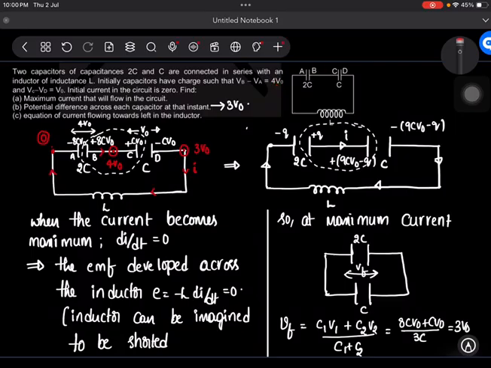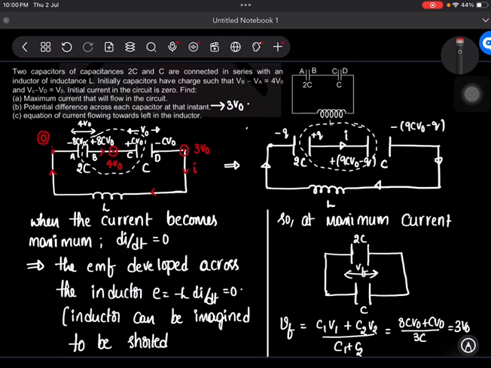So B is at high potential here, and VC minus VD is V0. C is at high potential here. So you can assume positive plates of the two capacitors are connected here. The question asks: the initial current in the circuit is 0. Find the maximum current that will flow in the circuit, the potential difference across each capacitor at that instant, and the equation of the current flowing towards the left in the inductor.